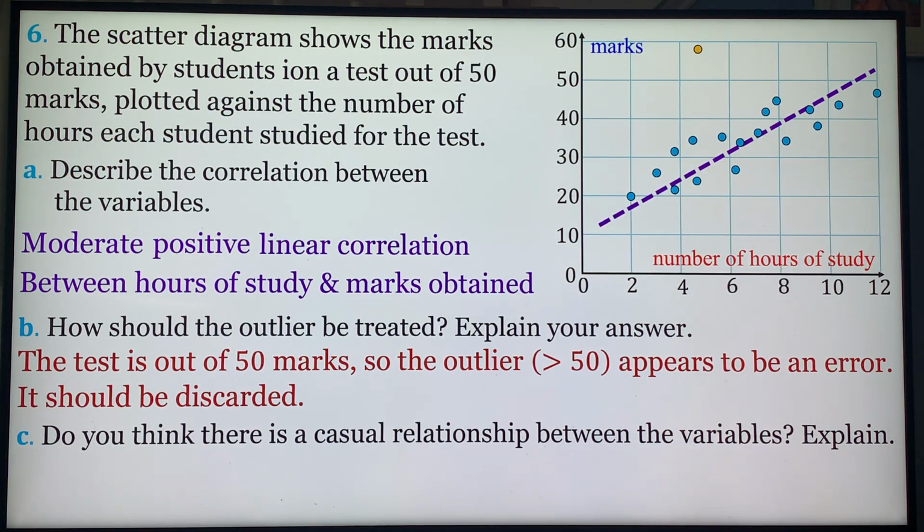Do you think there is a causal relationship between the variables? What do you think? Yes, there is a causal relationship. You know why?